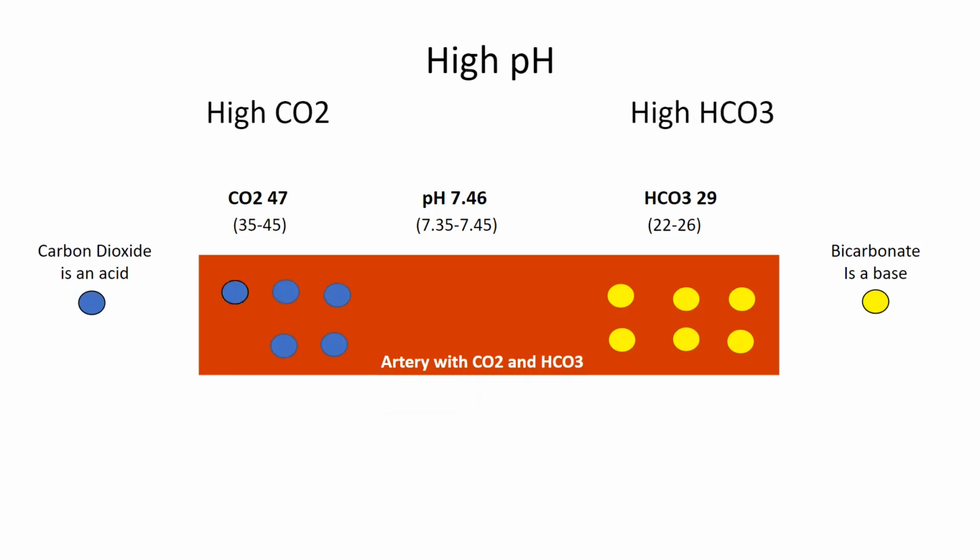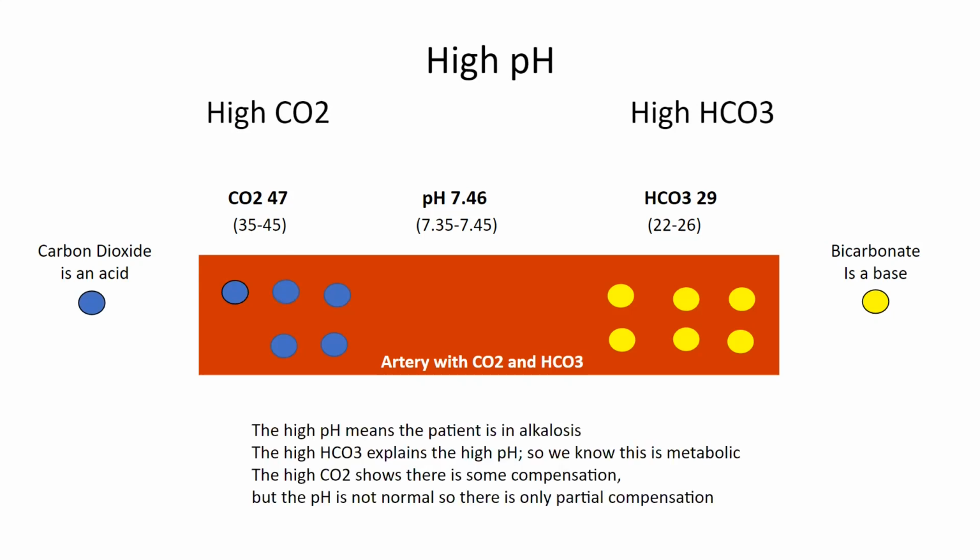Here we can see the CO2 is elevating to match the HCO3. The high pH means the patient is in alkalosis. The high HCO3 explains the high pH, so we know it's metabolic. The high CO2 shows that there is some compensation, but the pH is not normal, so only partial compensation. This is partially compensated metabolic alkalosis.